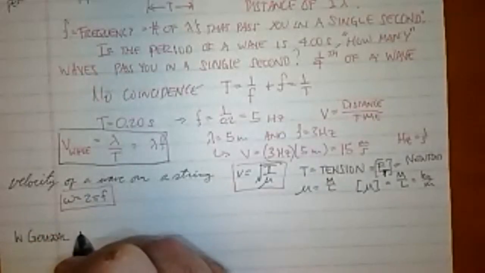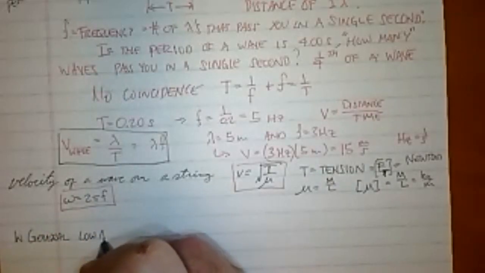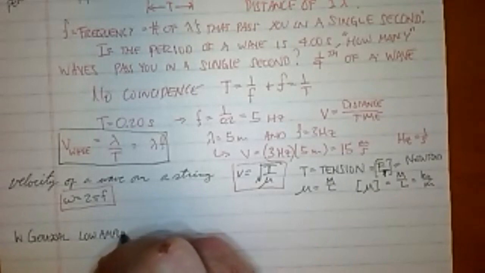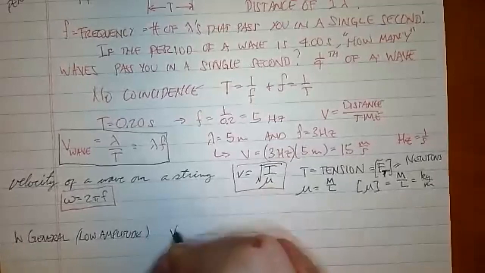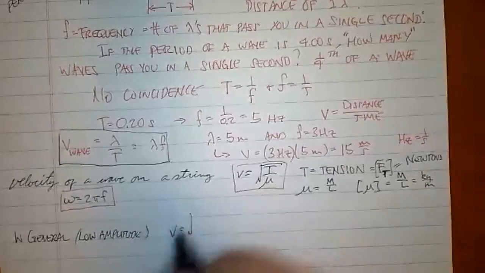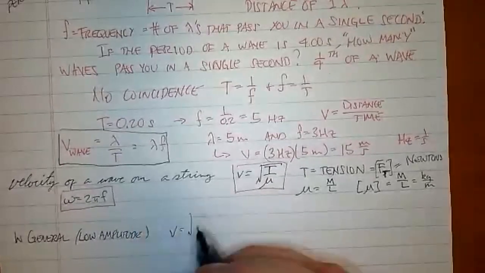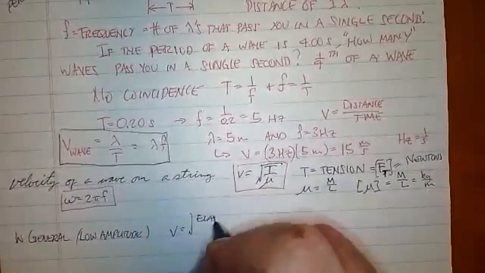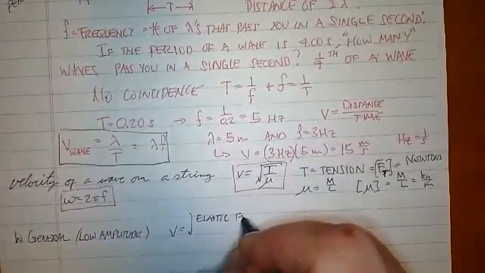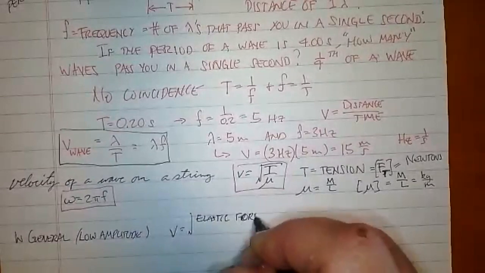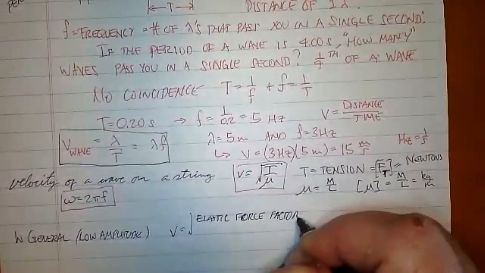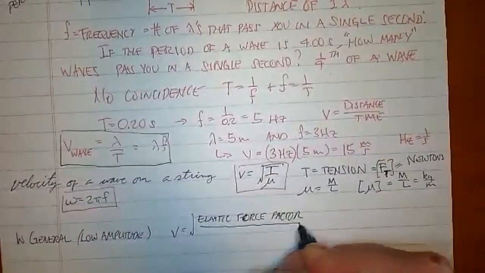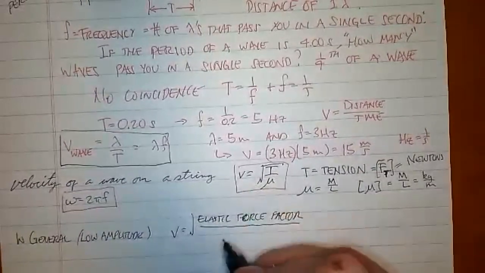for low amplitude waves going through normal media, V is supposed to be like the square root of an elastic force factor. Now we skipped chapter 12, but if you guys are in engineering, you might already know about these. I'll tell you in a second. Over an inertia factor.